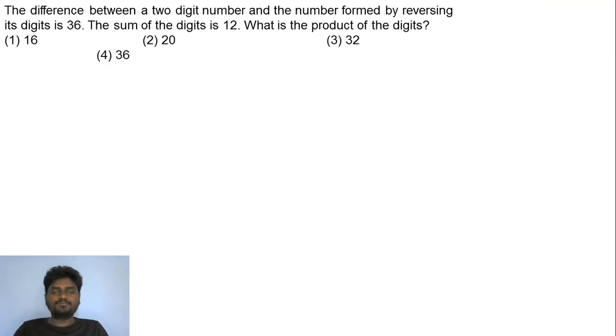Next question for you. Try to do this, guys. The difference between a 2-digit number and the number formed by reversing its digits is 36. The sum of the digits is 12. They have given you the sum of the digits is 12. You need to find what is the product of the digits. Come on, guys, try to do this.